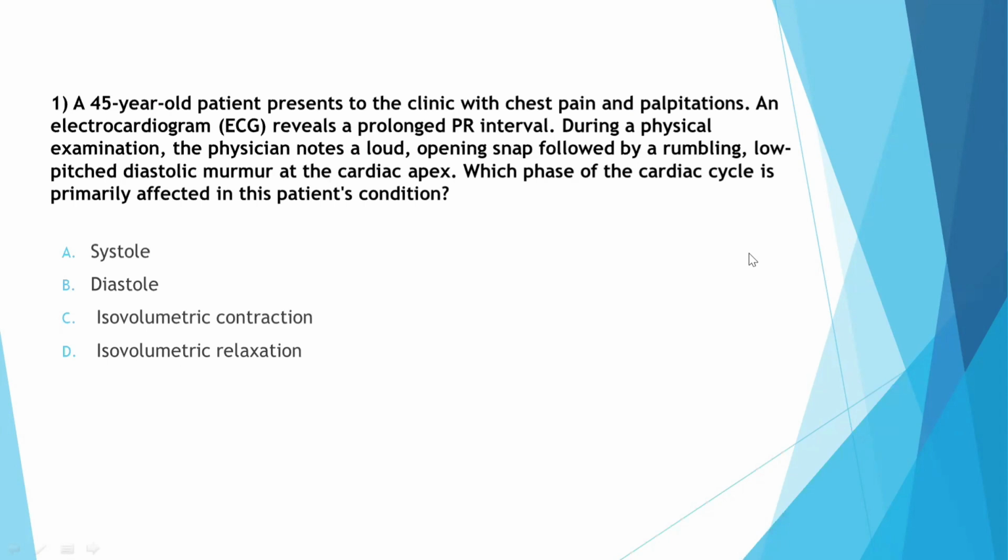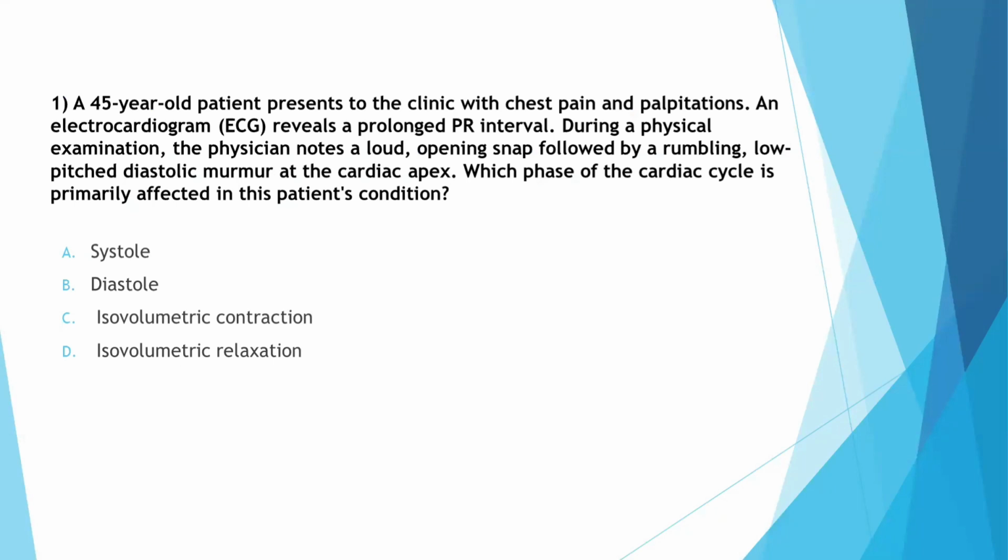This question is asking us about the phase, the pathophysiology, the mechanism of the cardiac cycle, and which phase is affected. This is typically an easy question, but these sort of questions do appear in your exams. So we have options like systole, diastole, isovolumetric contraction, or isovolumetric relaxation.